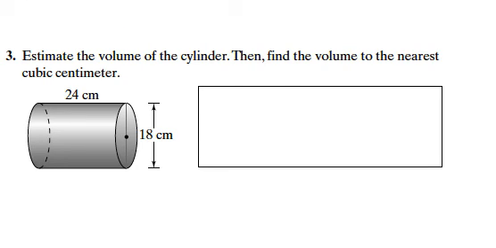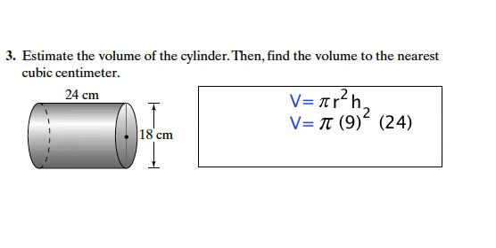Number 3. It says to estimate the volume of the cylinder, but we're not going to. We're just going to find the volume to the nearest cubic centimeter. We start with the formula, volume equals pi r squared times h. In this particular problem, we have to find the radius because they give us the diameter. The diameter is 18, so that makes the radius 9. So we have volume equals pi times 9 squared times the height of 24.